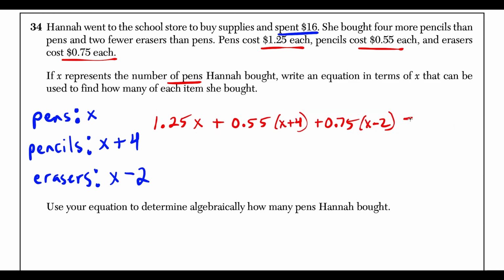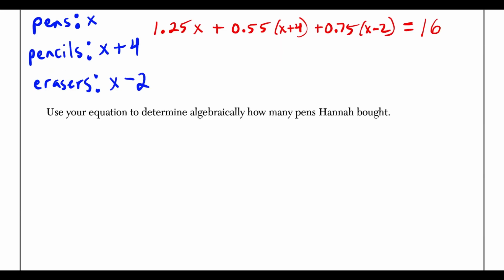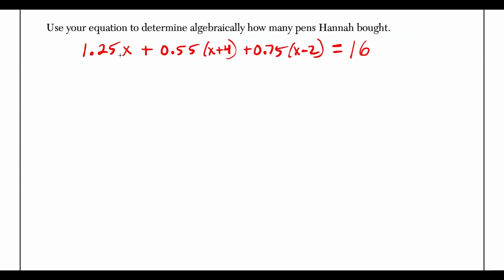And then we just set this all equal to the total bill, which was $16. So this is our equation here for the first part. So now we have to solve this equation because we want to find out how many pens Hannah bought. So now let's solve this out.